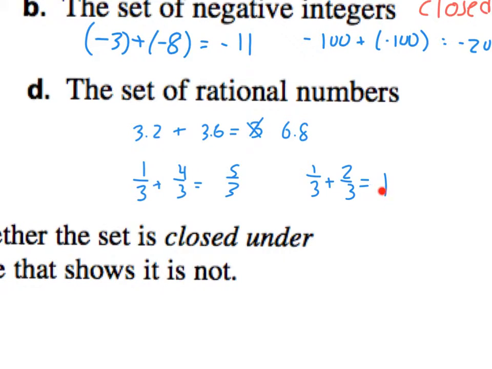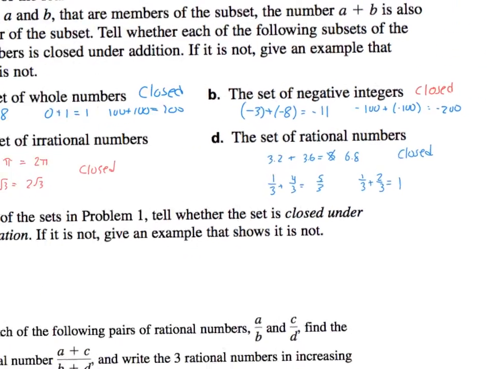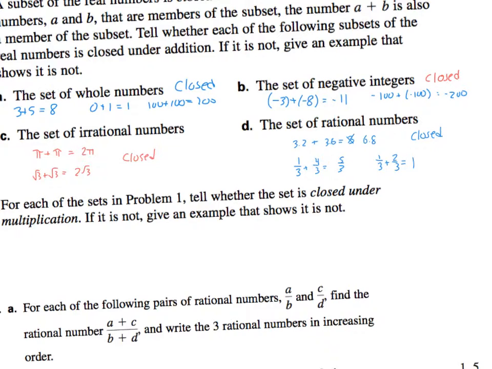Is 1 a rational number? And the answer is yes, it's rational. Because it's also a whole, it's also an integer, and it's also a natural. But it's inside the world of rational. So rational plus rational is rational. So this is also closed. So notice for every single one of these, under addition, all of these subsets are closed.